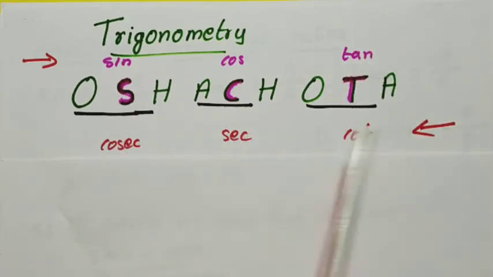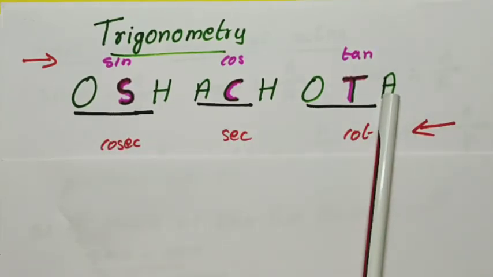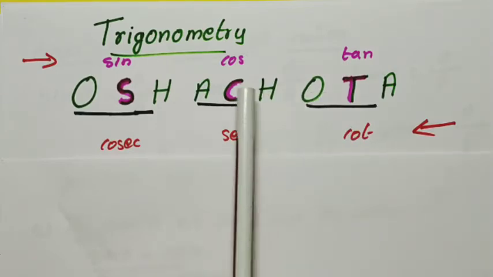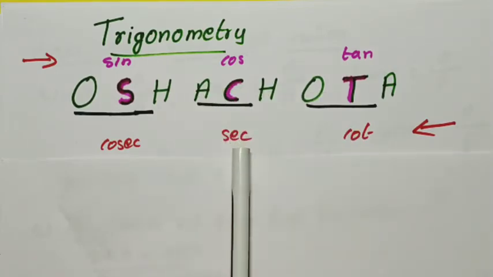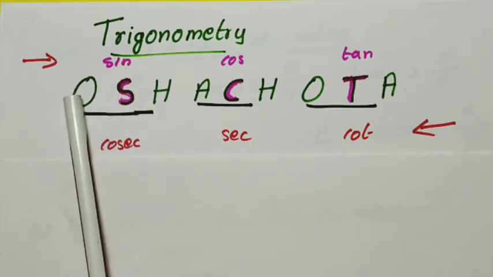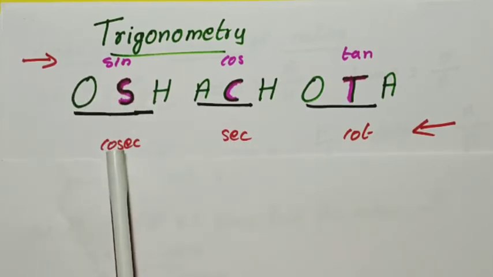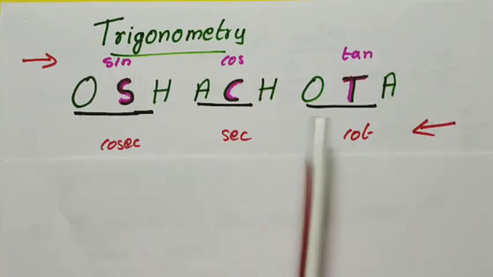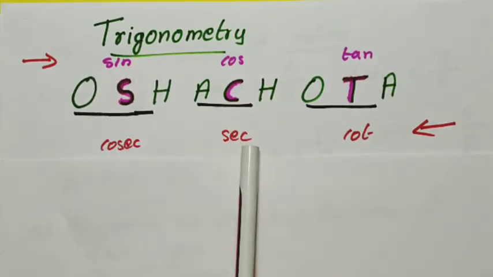Now reverse the order, in the opposite direction. Adjacent side upon opposite side is equal to cot theta. Hypotenuse upon adjacent side is equal to sec theta. Hypotenuse upon opposite side is equal to cosec theta. So in this direction we get the sine, cos, tan ratios, and in the opposite direction, the cosec, sec, cot ratios.